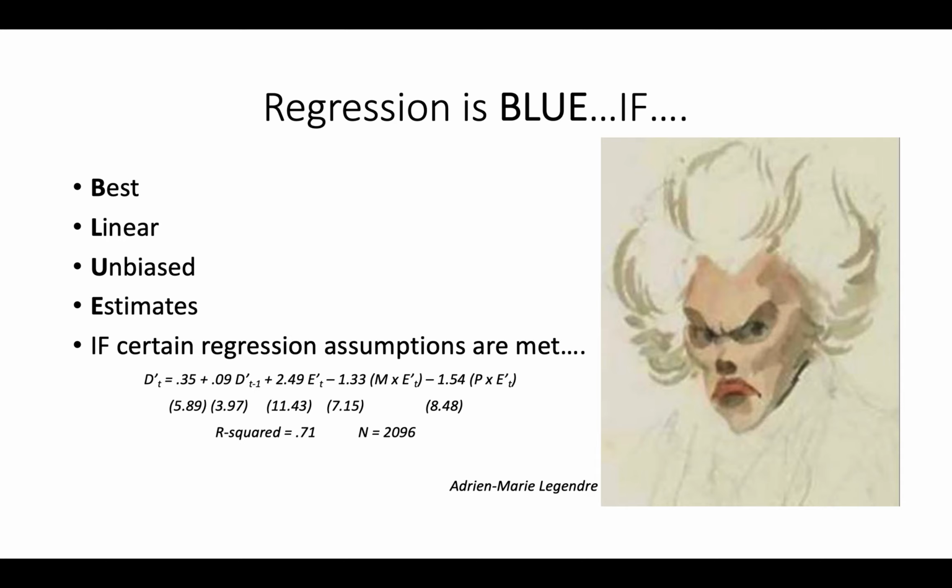A regression equation is considered to be BLUE, or the best linear unbiased estimates, if the equation can meet all of the regression assumptions. Lurking off to the side of this slide, Adrien-Marie Legendre, an inventor of regression from the early 19th century, would advise us to take care examining these assumptions, as some are more important than others.